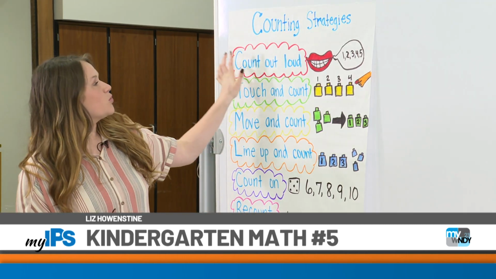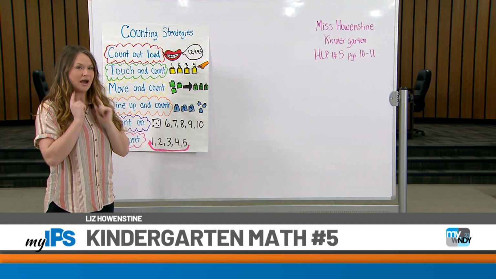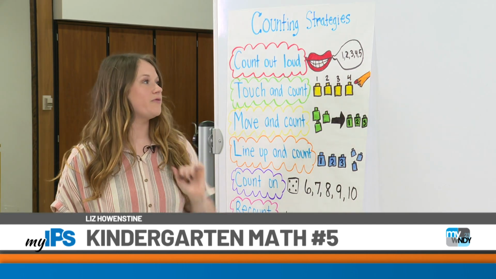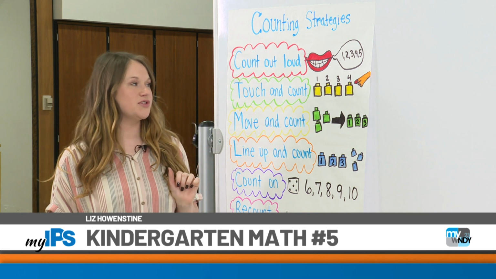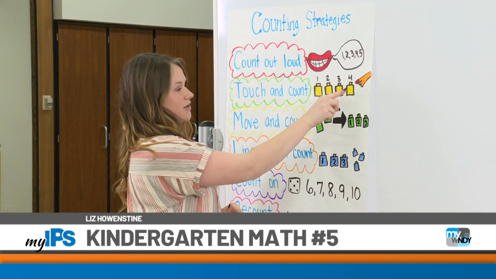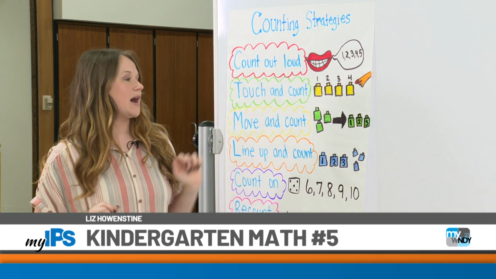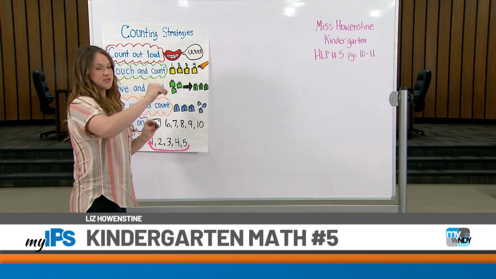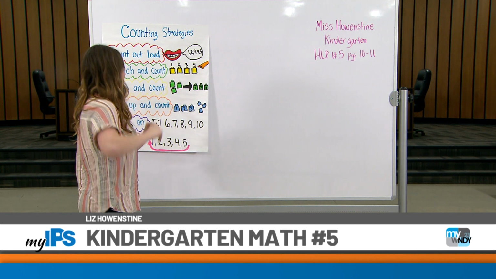So let's see, we can count out loud using our mouth. So 1, 2, 3, 4, 5. We can touch and count using our finger and touching the object and counting it. 1, 2, 3, 4. We can move the objects and count them. So as we touch them, we count. As we move them, we count them.